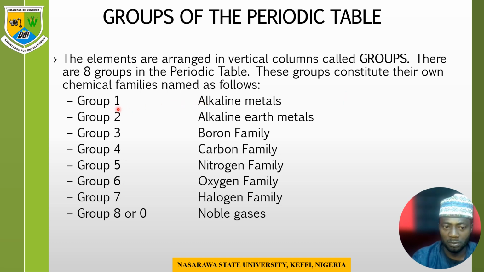The first group is group 1, which is called the alkali metals. We have group 2, alkaline earth metals; group 3, the boron family; group 4, the carbon family; group 5, the nitrogen family; group 6, the oxygen family; group 7, the halogen family; then group 8 or group O, that is the noble gases. Basically, there are 8 groups of the periodic table.